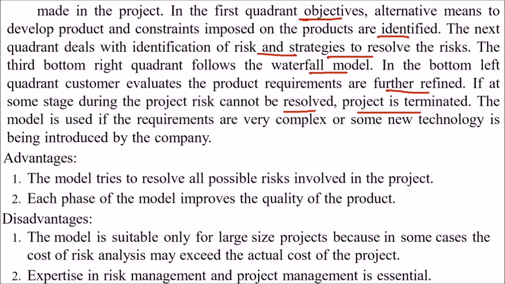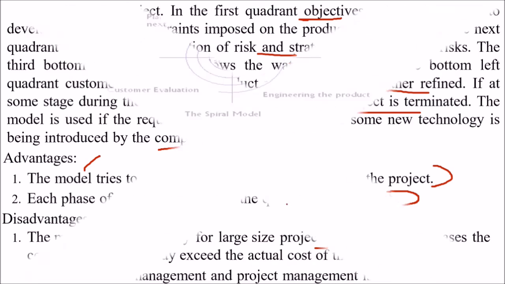If at some stage during the project the risk cannot be resolved, the project may be terminated. The model is used if the requirements are very complex and some new technology is being introduced by the company. The advantages are the model tries to resolve all possible risks involved in the project, and each phase of the model improves the quality of the product. The disadvantages are the model is suitable only for large projects because in some cases the cost of risk analysis may exceed the actual cost of the project, and expertise in risk management and project management is essential.